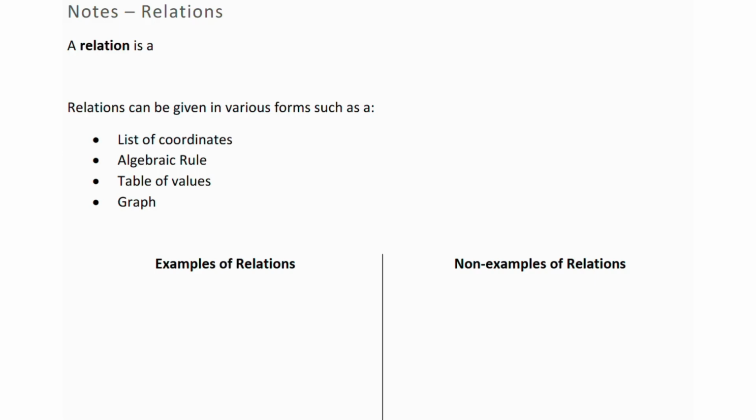In order to talk about functions, we first of all need to define what a relation is. A relation in a mathematical context. So in mathematics, a relation is a very specific thing. It is a set of ordered pairs.